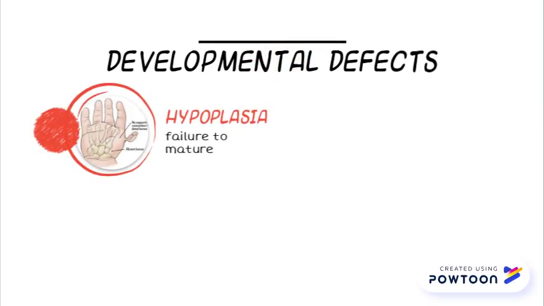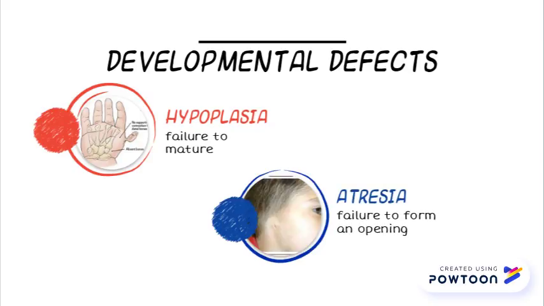Hypoplasia is a failure of an organ to reach its full mature size, and atresia is a failure of an organ to form an opening. For example, biliary atresia, which results in acholic stool.